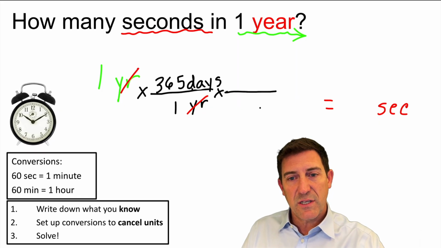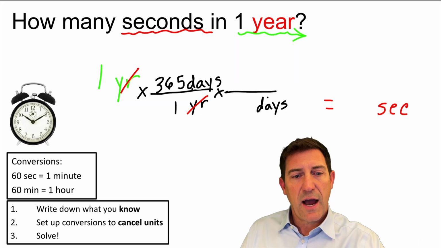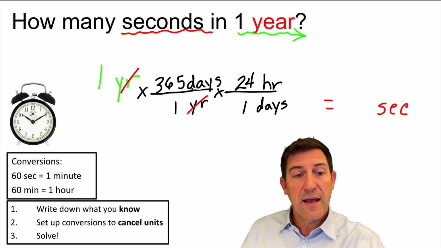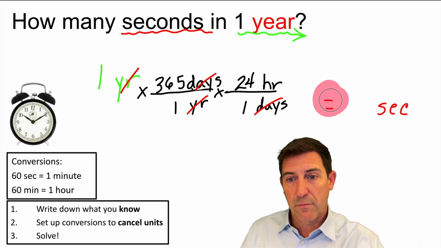The only thing I can do is get rid of days. So I'll put days down here. And then what can I turn days into that gets closer to seconds? Well, I could turn it into hours because that's a smaller unit. And I know there are 24 hours in 1 day. I don't have any conversions for these. I'm just taking that from my brain because I remember it from life.